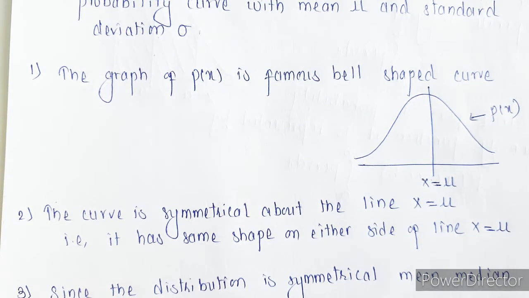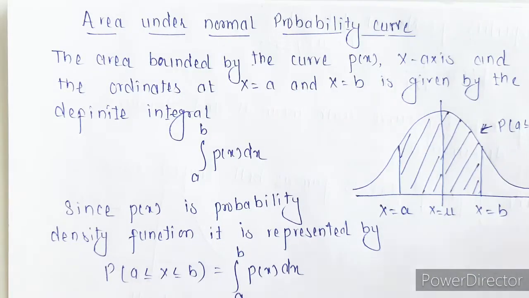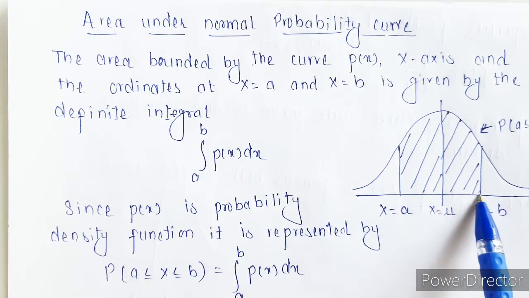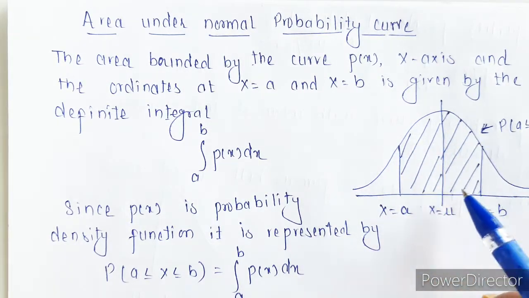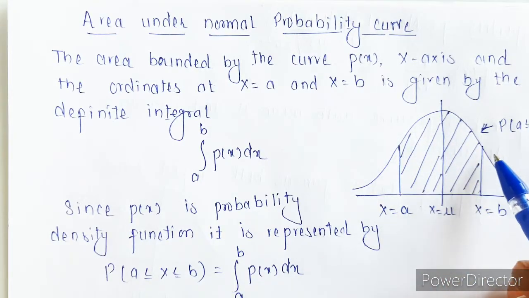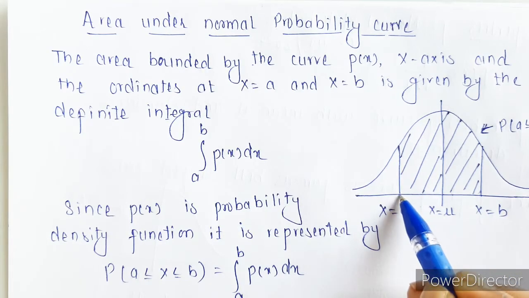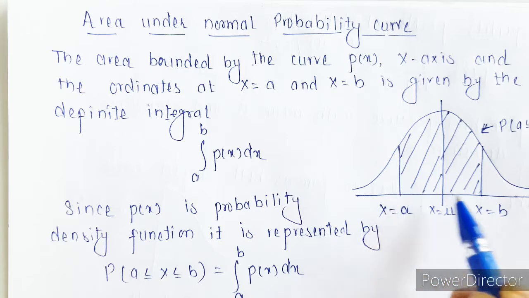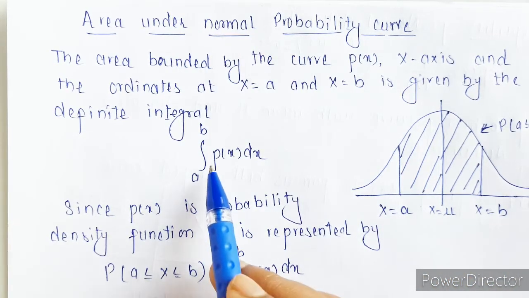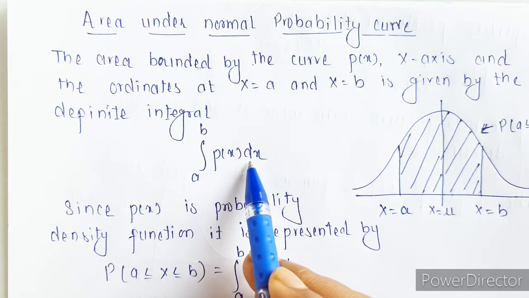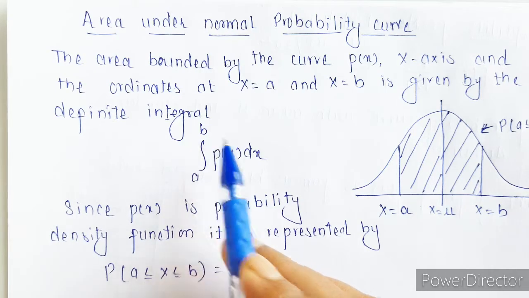Now let's look at how to find the area under this curve. Given any curve, we can find the area under the curve using a definite integral. Suppose I need to find the area from point A to point B, and suppose we know this curve. The area from ordinate x equals A to x equals B can be calculated using a definite integral, that is, the integral of this particular function with respect to x from ordinate A to ordinate B.